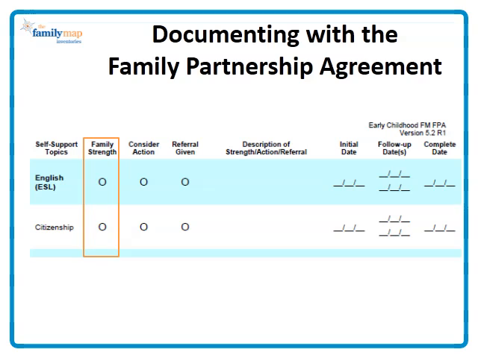Family strengths are those things that are going well for the family. We know that all families have strengths, and I encourage you to pick one or two with each family and document those on the Family Partnership Agreement and talk with the family about how those things really benefit their family and their child. You can also note topics you're concerned about and want to have more conversation with the caregiver about at a later time by marking Consider Action. This is a way to remind yourself that you are concerned about what was going on, and you need to go back to talk with the family and get more information.